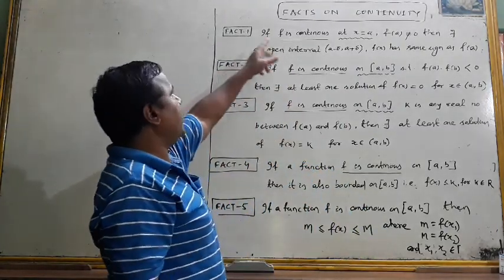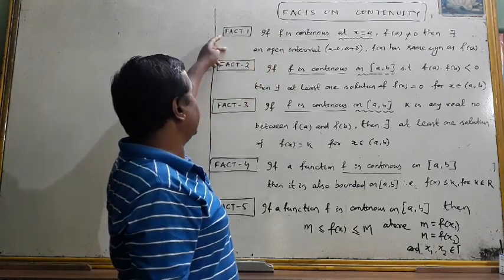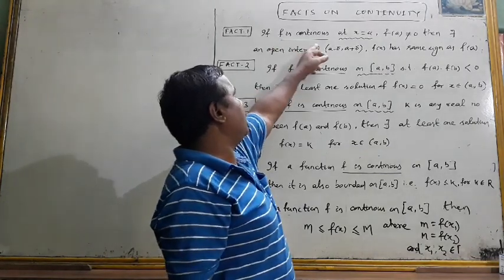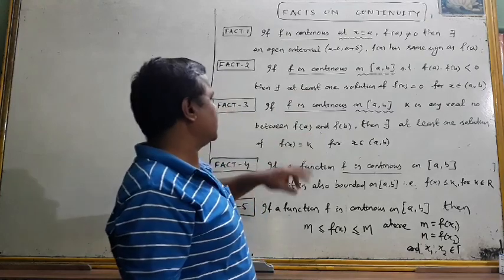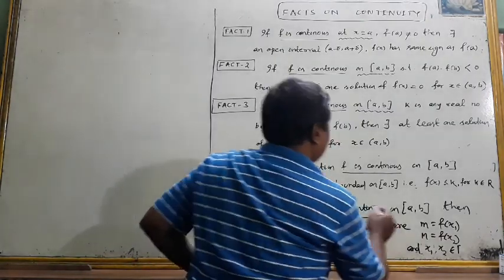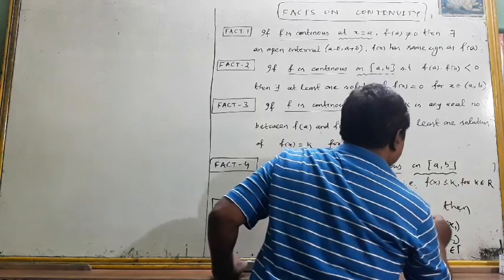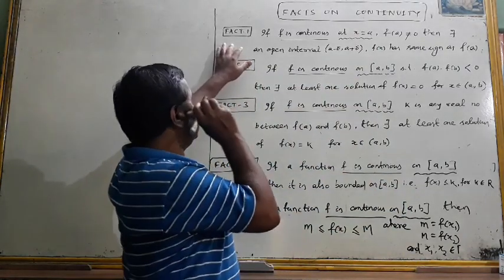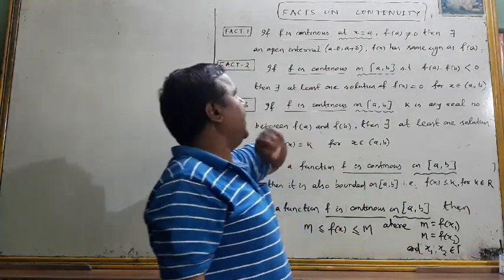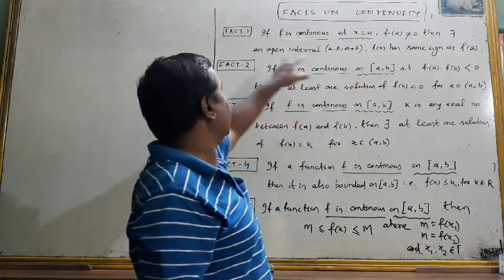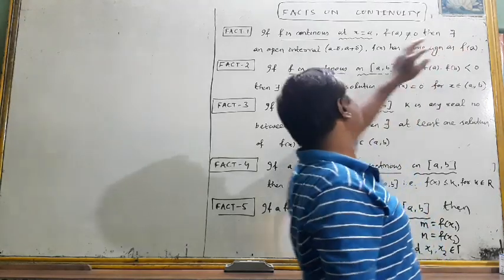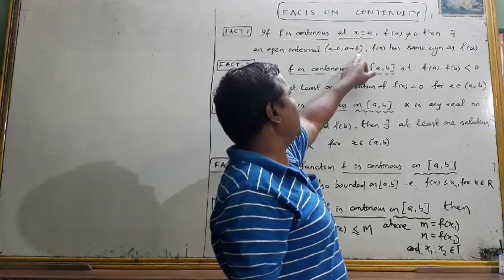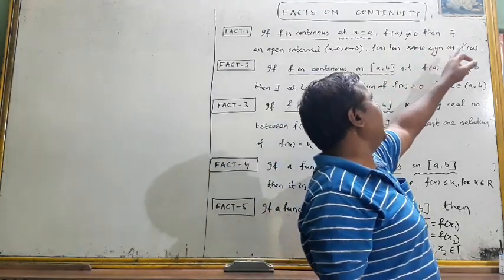In facts 1 to 5, everywhere I have underlined the word continuous: f is continuous on an interval AB, or exactly at x equal to a. So the first fact is, if f is continuous at x equal to a, and f(a) is not equal to 0, then there exists an open interval (a minus delta, a plus delta) where f(x) has the same sign as f(a).